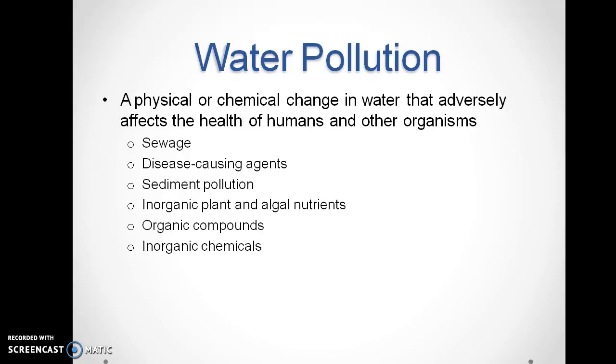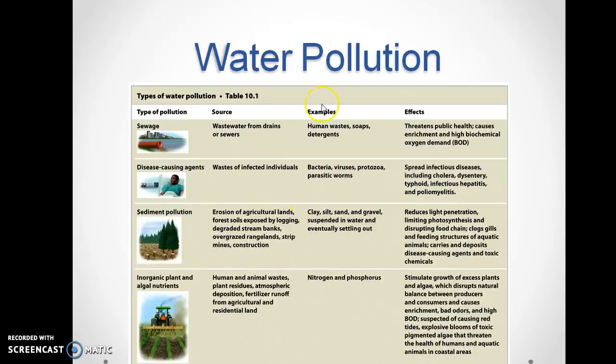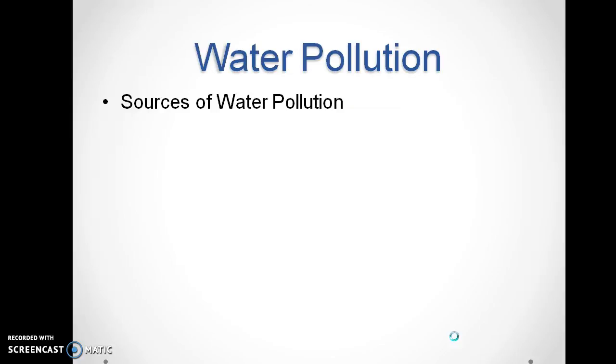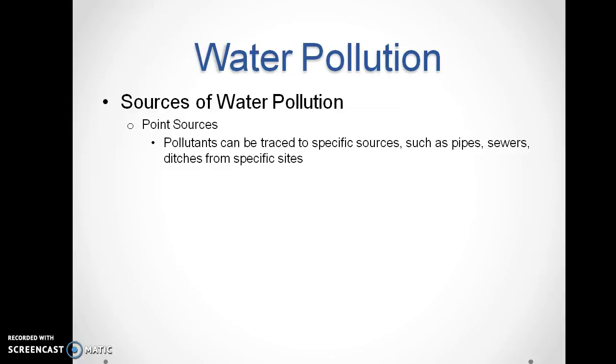We have sewage and sediment and inorganic plant matter and organic compounds and inorganic chemicals, thermal pollution, that's heat. If the water's too warm, things can't live in it. So there's a whole host of different things. This table from your book is really good at describing all of these different sources of water pollution, what the examples are, and some of the effects. So definitely take a look at that table.